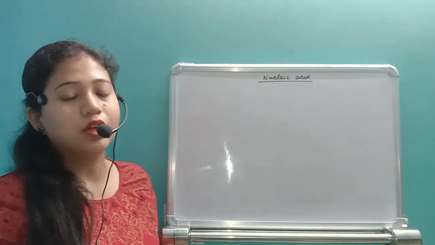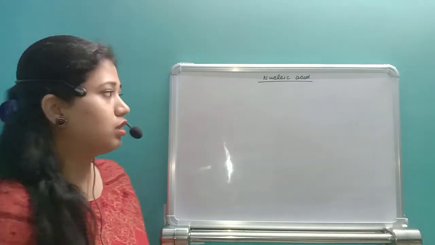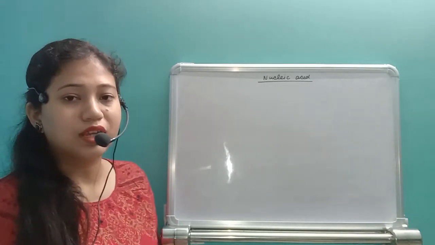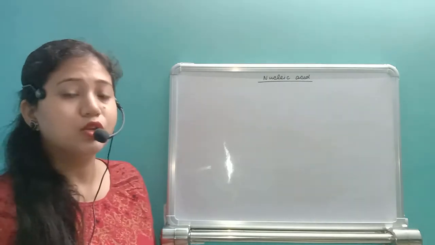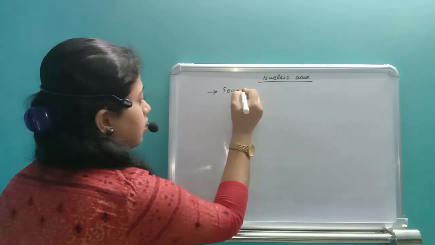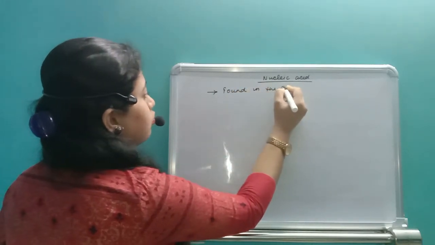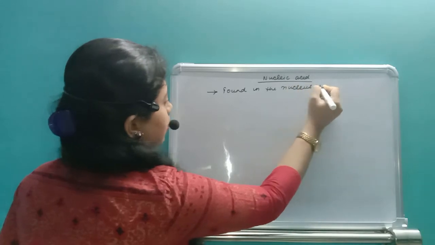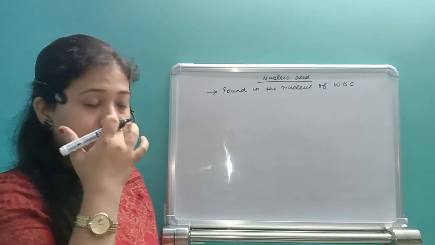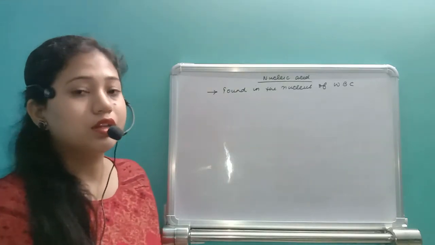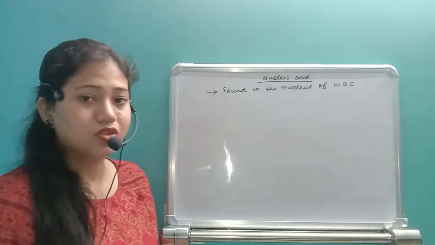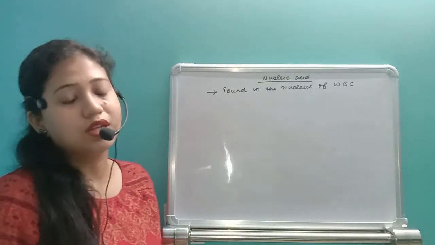Hello everyone. Today we are going to start the next biomolecule, that is nucleic acid. So first of all we should know what nucleic acid is and where it is found. Nucleic acid was actually found in the nucleus of WBC. That's why, as it was found in the nucleus of WBC, it was first given the name nuclein, and later on it was understood that it is acidic in nature, so that's why it was given the term nucleic acid.